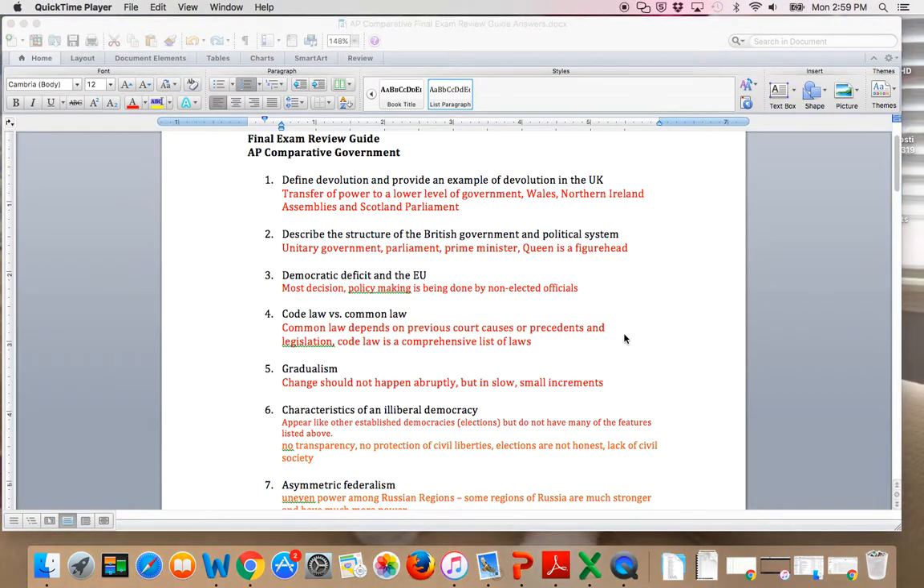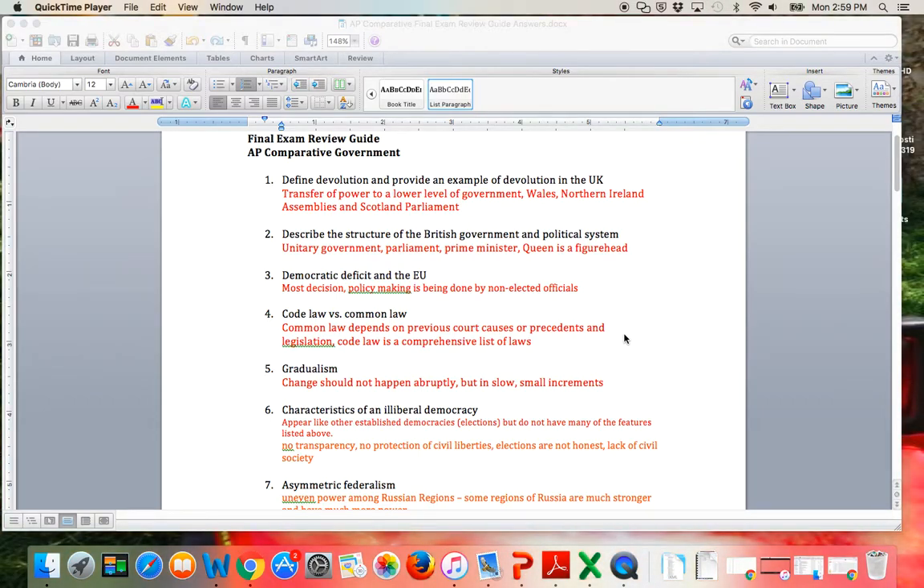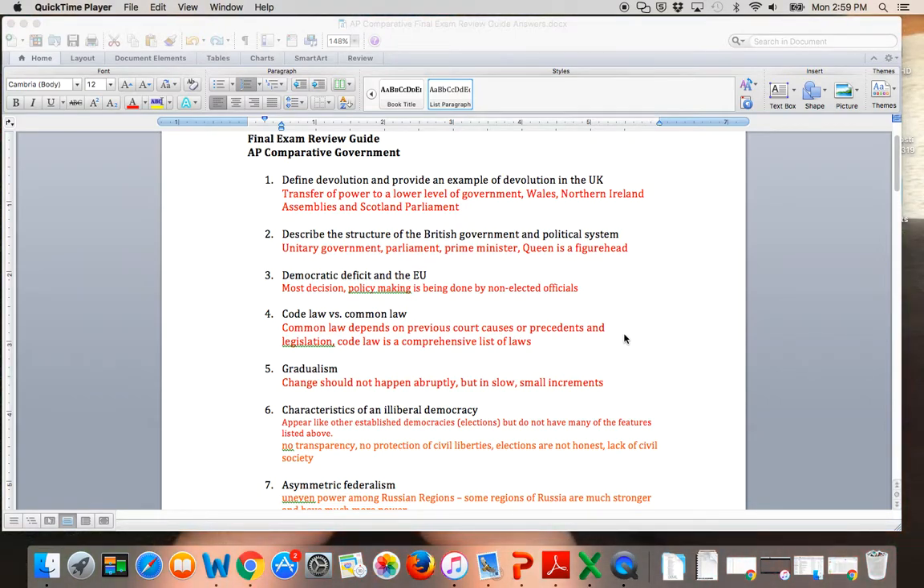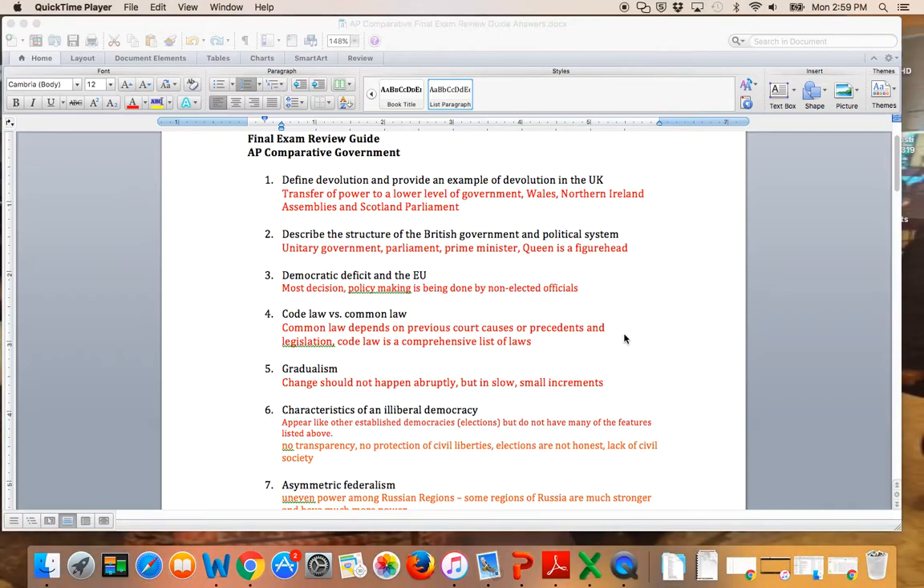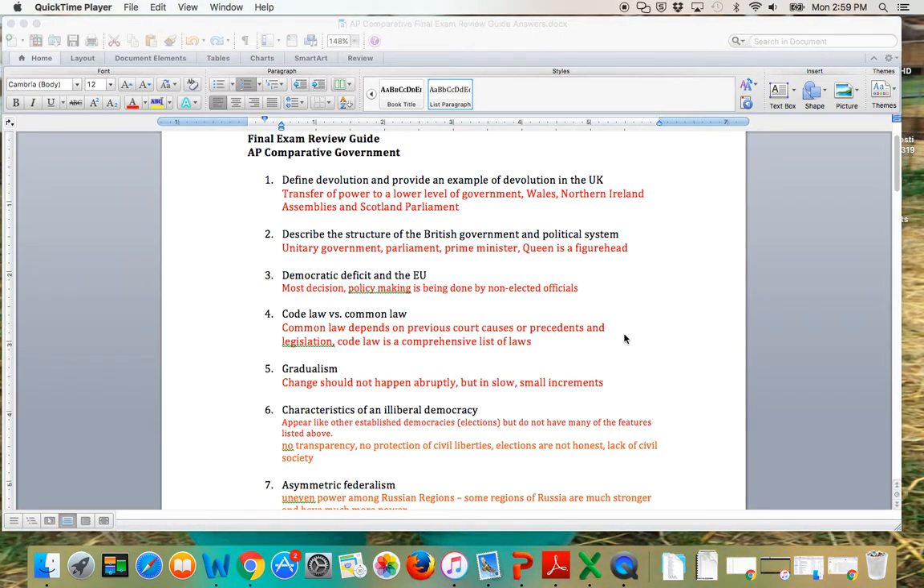Quick final exam review. First thing, devolution: define it, and be able to give some examples for the UK. Devolution is the transfer of power from the federal, higher government to lower levels of government. Examples are Wales, Northern Ireland, and Scotland. The UK has a unitary system with a parliament. The prime minister is elected amongst his peers within parliament. The Queen is only a figurehead.